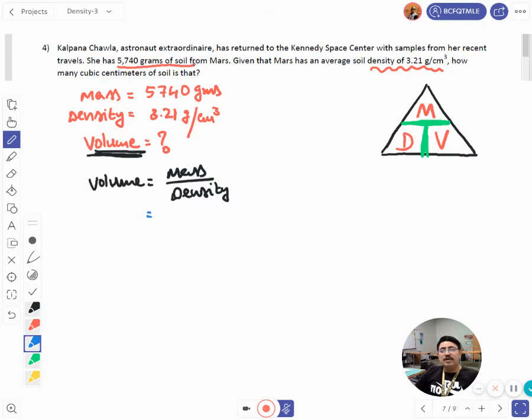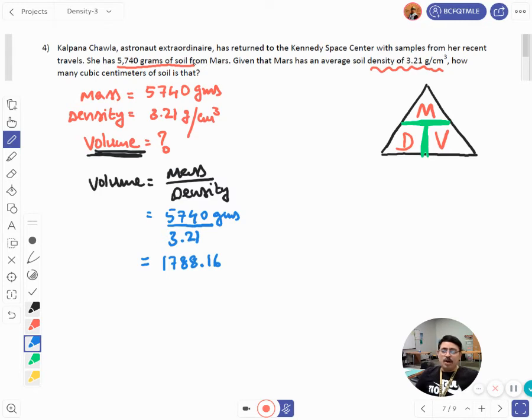What is the mass? You see that it is 5,740 grams, over what is the density, you see that it is 3.21. So let me write 3.21 grams per cubic centimeter. Now let me take my calculator. Now it is 5,740 divided by 3.21. So 1788 after the decimal. Just two digits are sufficient. So two places of decimal, 16.